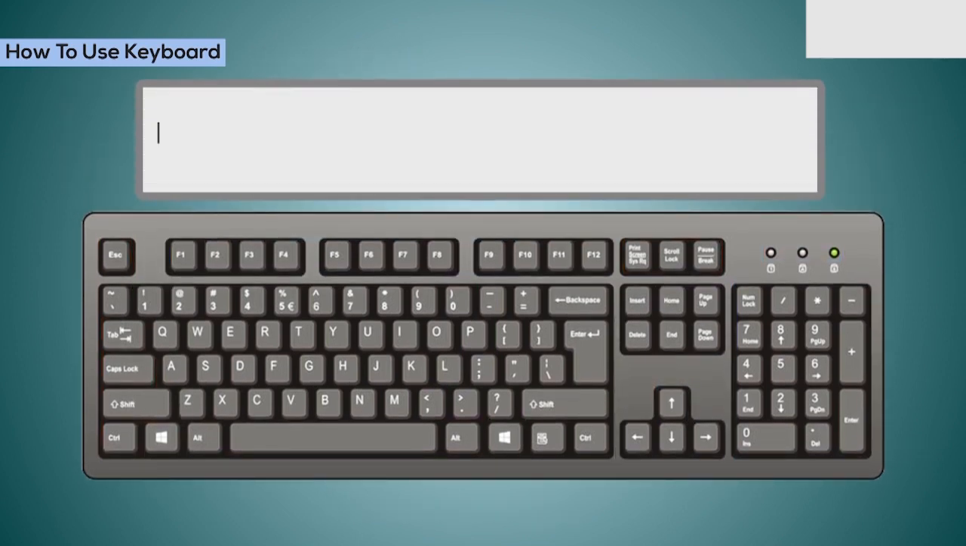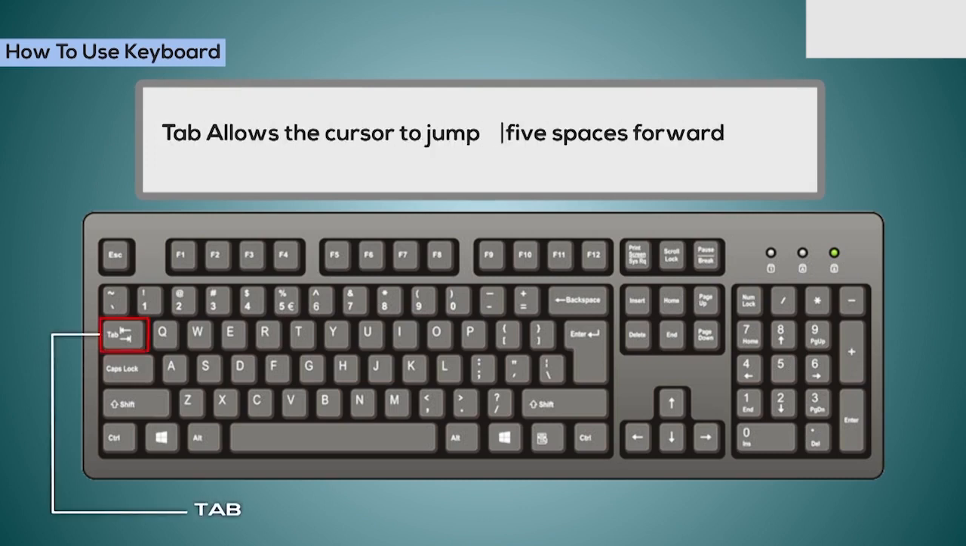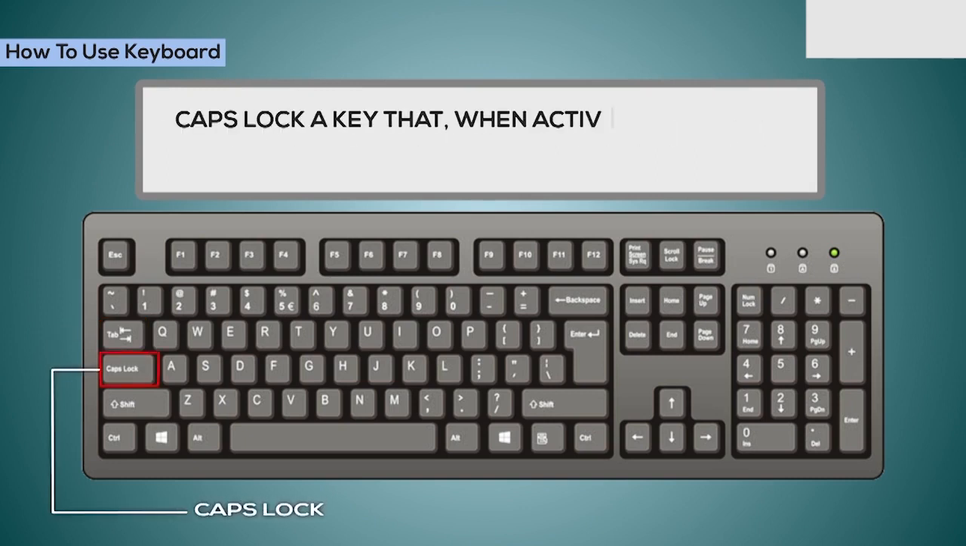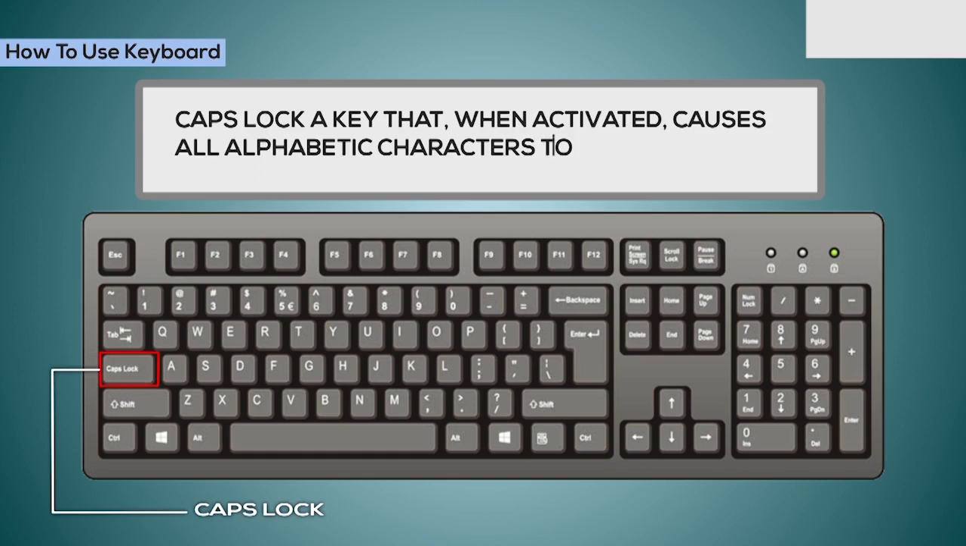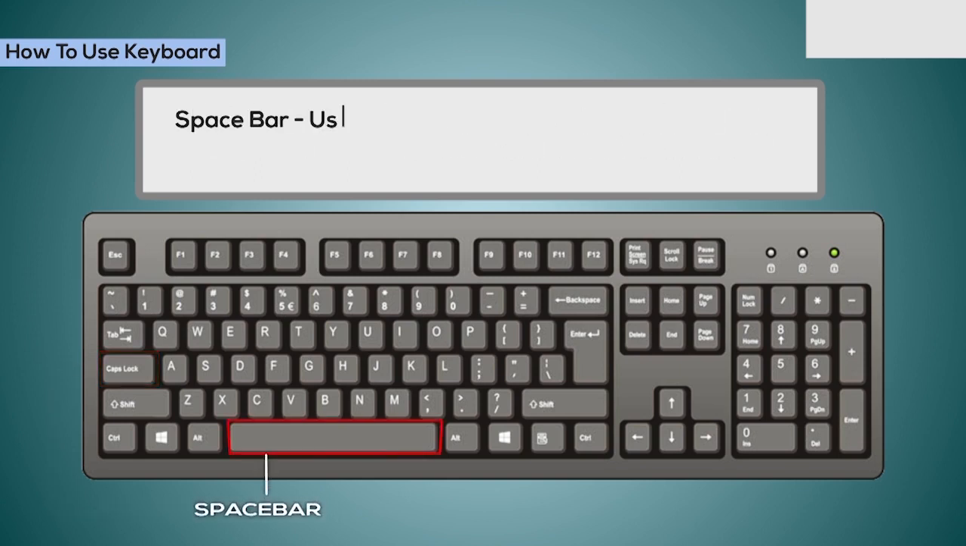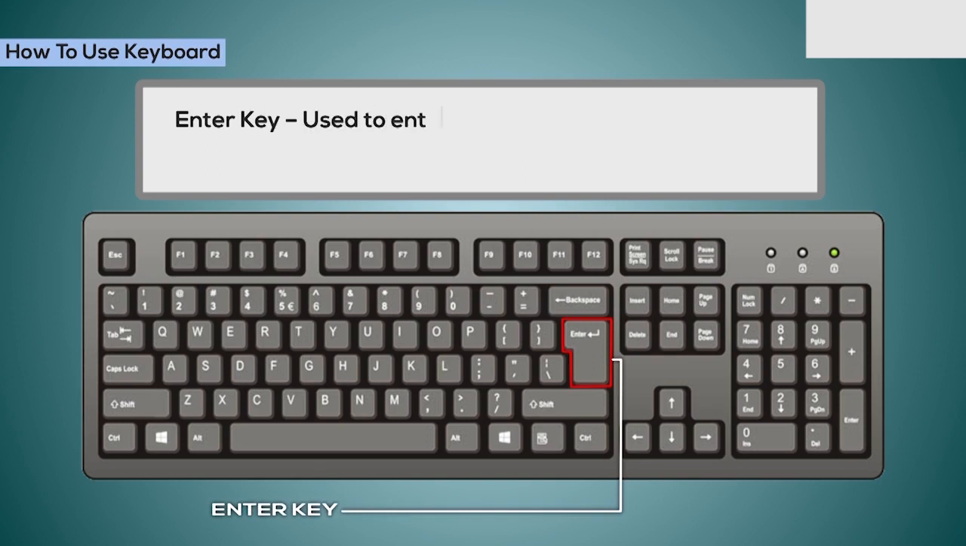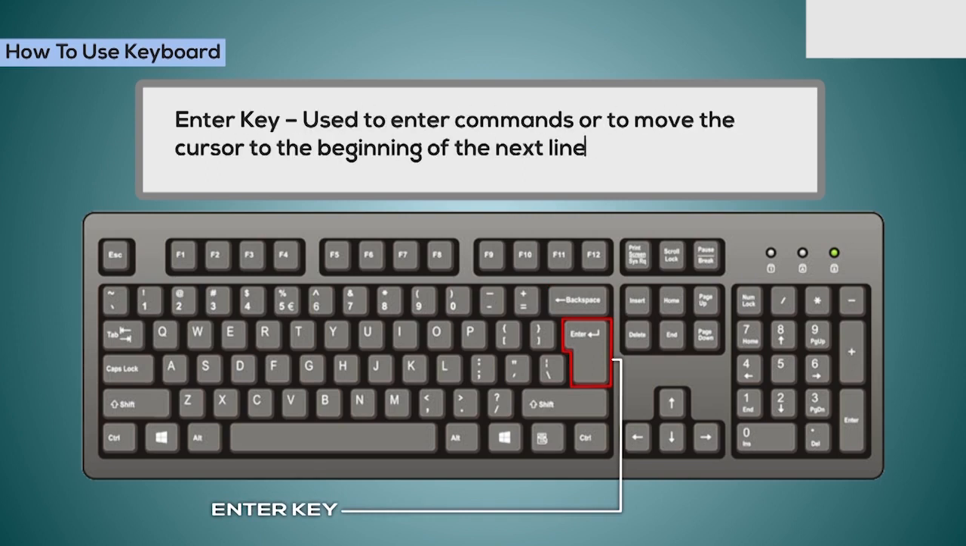Then we have the other special keys. Tab allows the cursor to jump 5 spaces forward. Caps Lock, a key, when activated, causes all alphabetic characters to be capitalized. Spacebar, used to give spaces between the words. Backspace key, used to delete any character before the current position of the cursor. Enter key, used to enter commands or to move the cursor to the beginning of the next line.